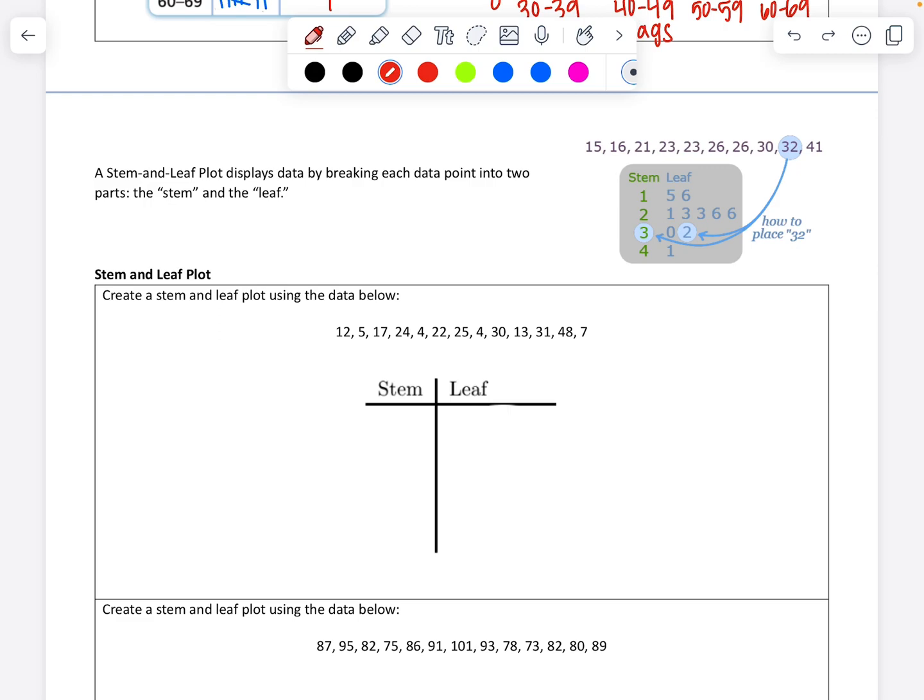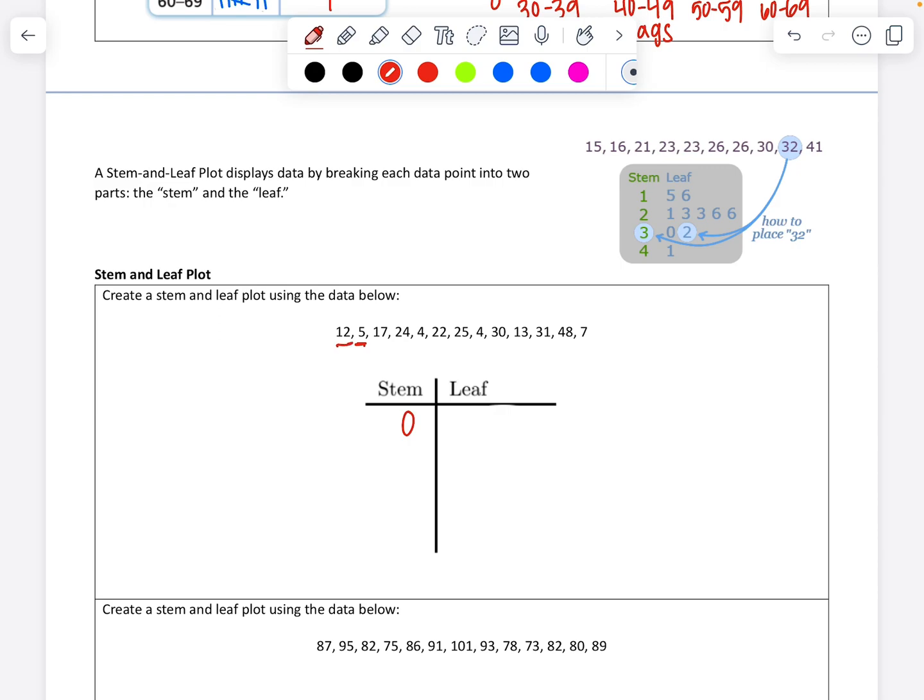So we're going to create a stem and leaf plot using the data below. The first thing I need to do is figure out the numbers that are going to be in my stem. Okay, so I can see I have a 5 right here. So in front of that 5 would be a 0. So I'm going to start with 0.